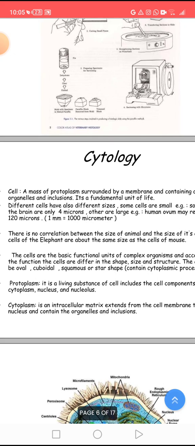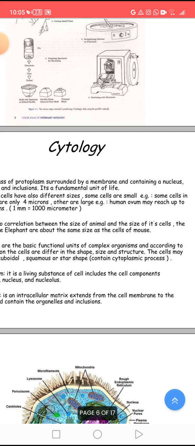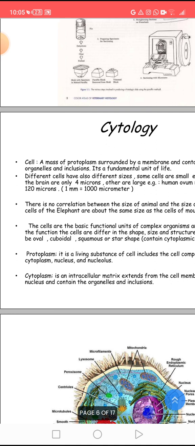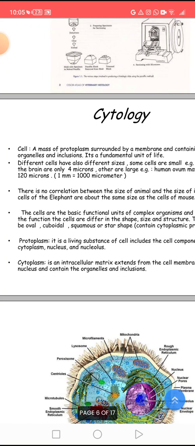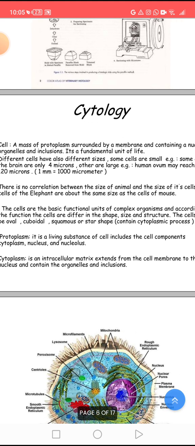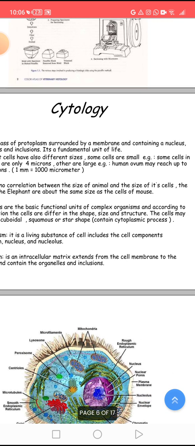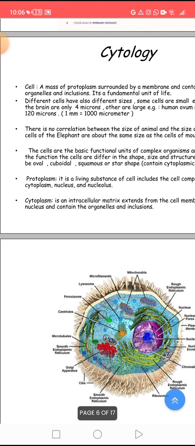Cell: a mass of protoplasm surrounded by a membrane containing a nucleus. We have a nucleus in every cell, and we know that cells are different in sizes. I will try my best to explain it simply. Cells are different in size, such as some cells are very small, such as the neuron cells are 4 microns only. But some cells are large, such as the ovum that's released from the ovary. It's about 120 microns, and we know that 1 millimeter is 1000 micrometers.